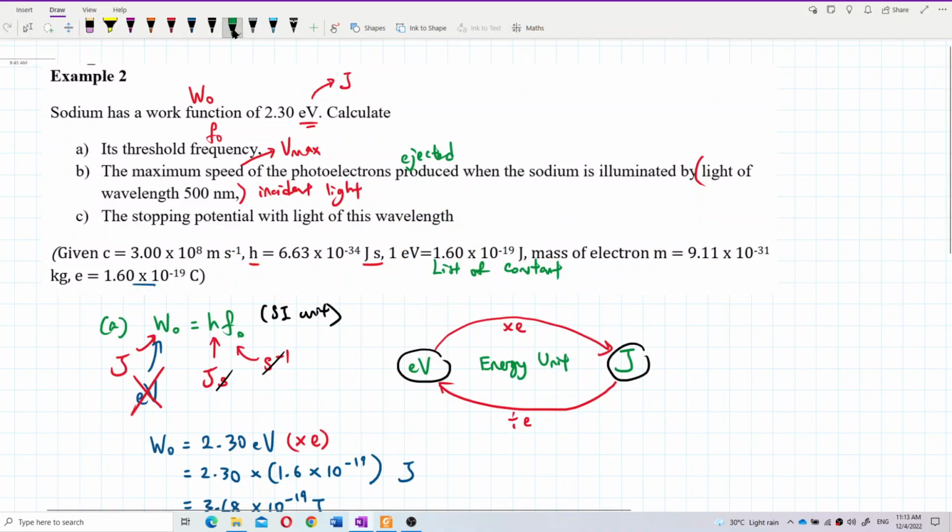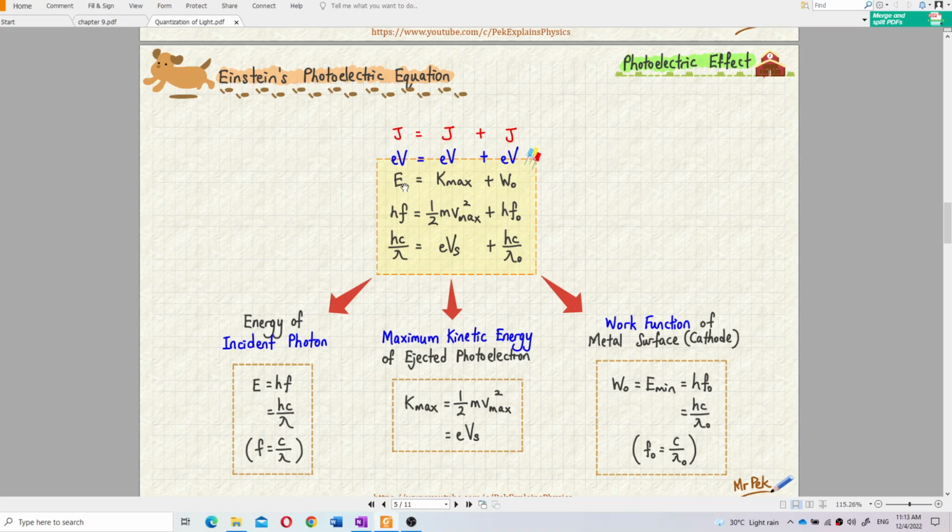Okay, let's do it. So question B. We're going to use this formula, E equal to Kmax plus work function. Remember, E is the energy of incident photon, Kmax is the maximum kinetic energy of ejected photoelectron, and W naught is the binding energy or work function of the metal surface.